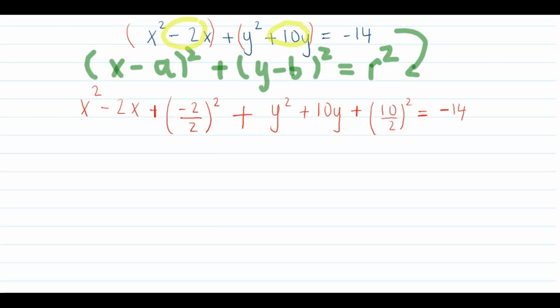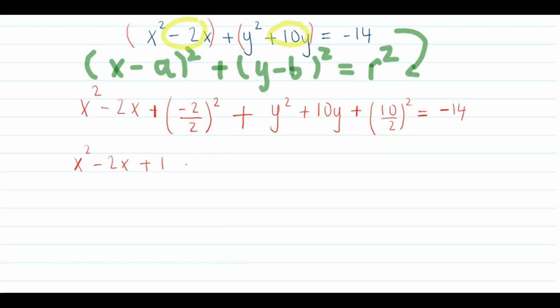Let's actually write these values down so that we do not get confused. So your final answer is going to be x squared minus 2x plus 1 plus y squared plus 10y plus 25.